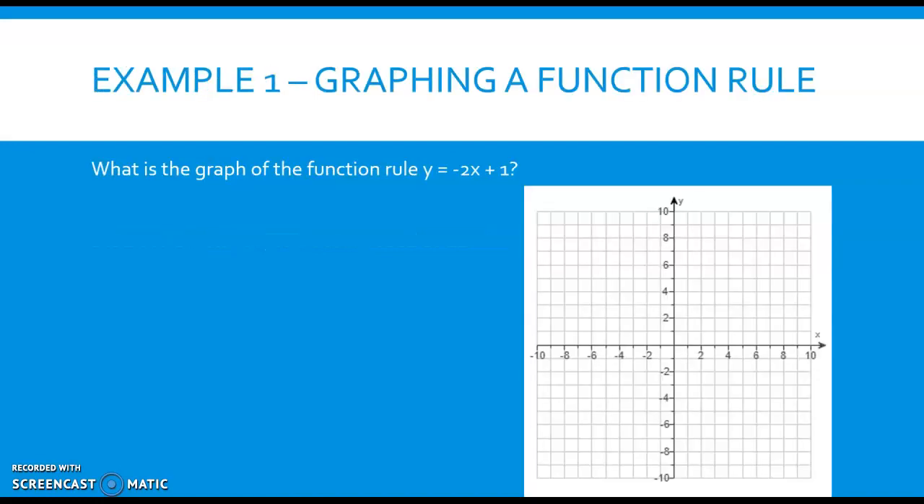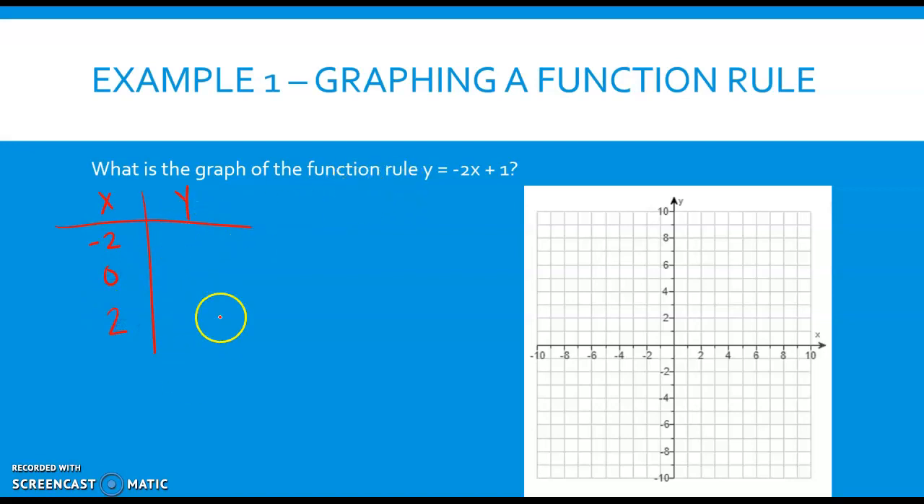Example 1, graphing a function rule. At this point, we are graphing using tables. I haven't showed you any tips or tricks. We are graphing using a table. So when we use a table, we have an X, we have Y. X is our domain, Y is our range, but really the other thing to think of is X is our input. So I'm going to do 3 points, -2, 0, and 2.